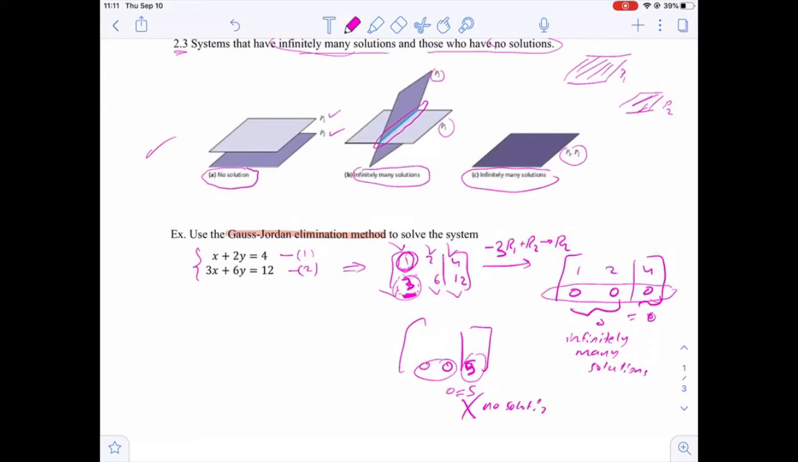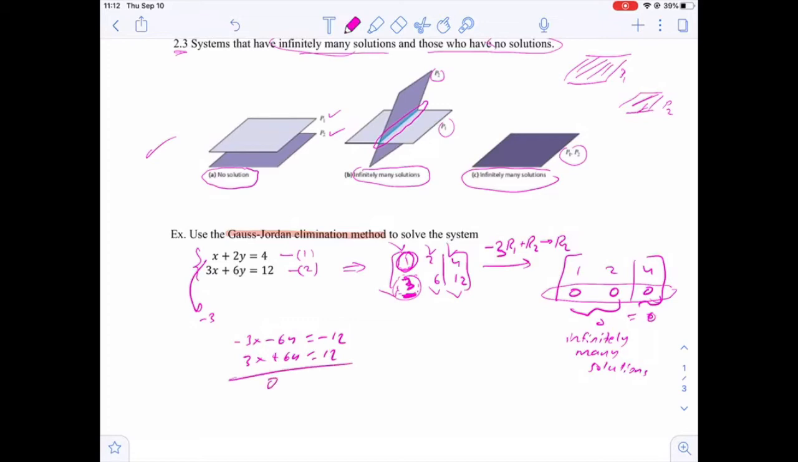So if we have a row that entirely consists of zeros, that means we have infinitely many solutions. And as you can see, by just multiplying the first row by -3, you get -3x, -6y, -12, and the second row is 3x plus 6y equals 12. Add them, you get 0 here, 0 here, 0 equals 0. That means infinitely many solutions. If you graph those lines, they will coincide.